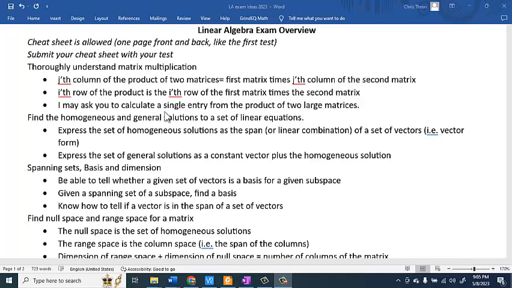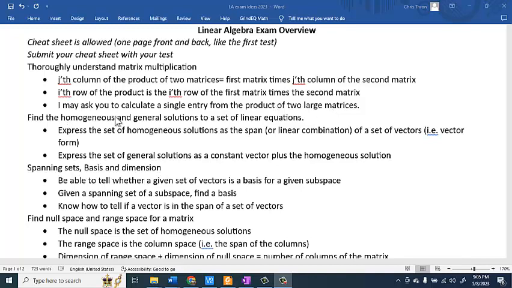Now, I may ask you to calculate a single entry from the product of two large matrices. So if I tell you I want the entry in the fourth row and seventh column, you should be able to give me that single entry without doing the entire product. And you should be able to give me the formula for that.